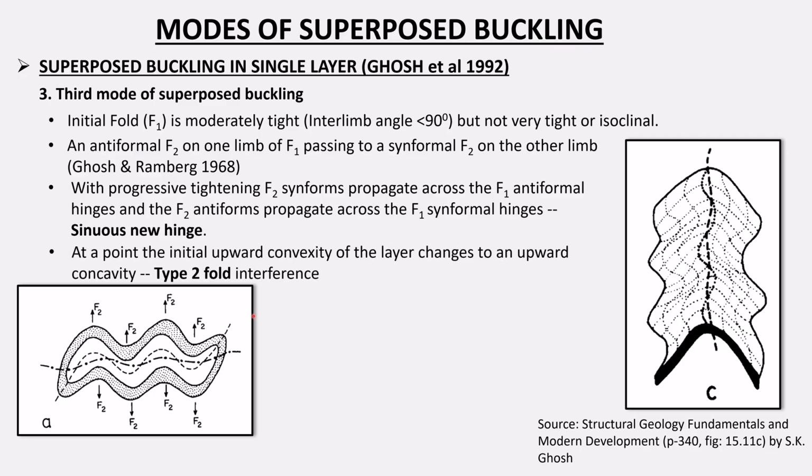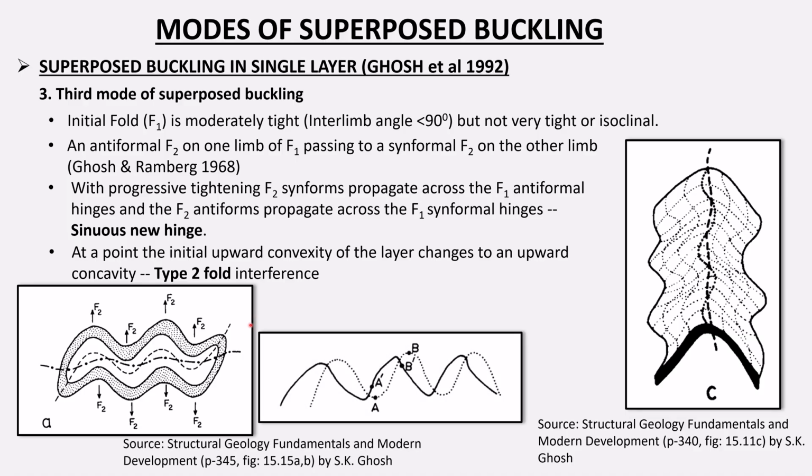At some point when the progressive tightening occurs, the initial upward convexity of the layer changes to upward concavity. Basically, they form the type 2 interference pattern. As you can see, the dotted line is the previous hinge line. Here A is the point in a synform location, and B is the point in an antiform location.